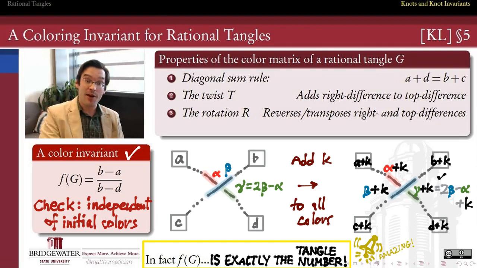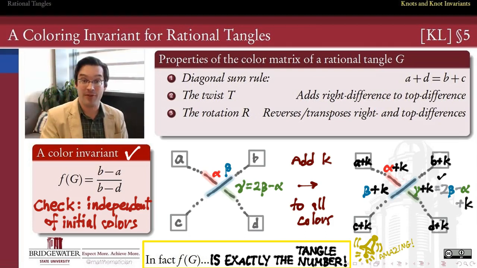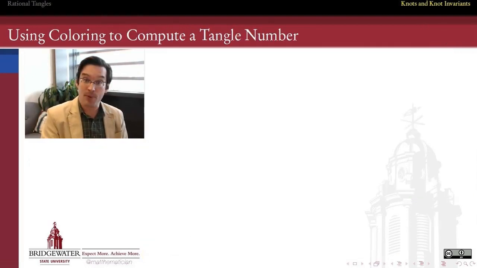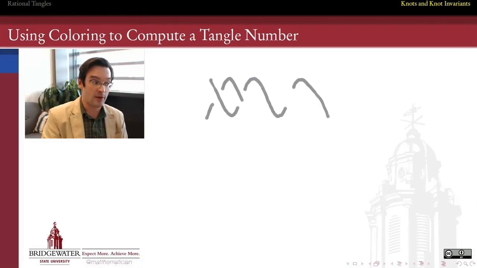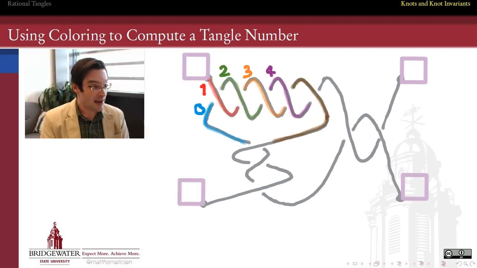So what we've won in this process is we've discovered a brand new way to compute the fraction, the tangle number, of a rational tangle. All we have to do is apply our coloring scheme to that rational tangle, obtain its color matrix, and then just divide the top difference by the right difference of that color matrix, and we're done. That gives us the tangle number of that rational tangle. This is so cool that I feel like we need to verify it. So let's finish this video by doing one example of using this coloring scheme to compute the tangle number for a rational tangle. We'll return to this same tangle that we've been working with over the course of the last two videos and see how it works.